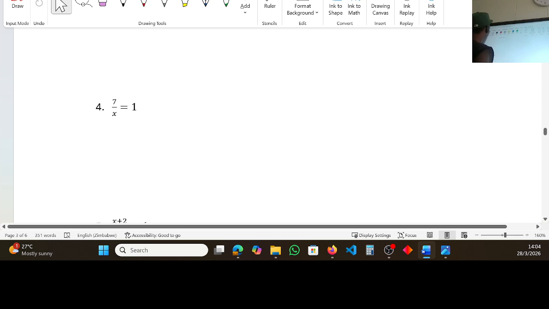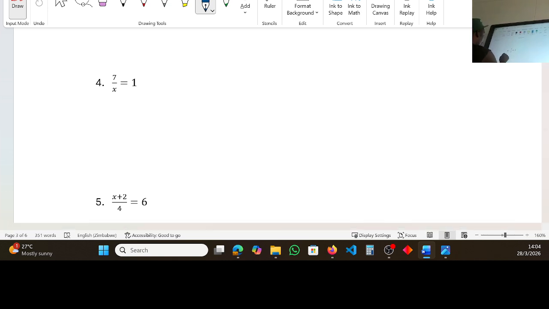Then moving to the fourth one, I've got 7 over x, and for 7 over x, if I want to get rid of the fractional part, which is actually 1 over x, it means I'll multiply both sides by x.